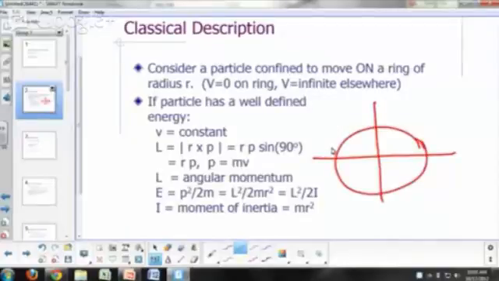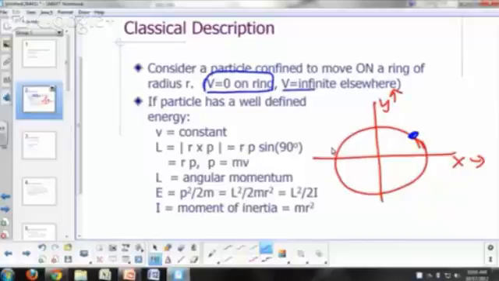So this is your x-axis, this is your y-axis, and your particle, we're going to confine to just move on the ring itself. So it can't be outside the ring or inside the ring, it just has to be on the ring. So we're going to define the potential energy to be 0 on the ring and infinite elsewhere.